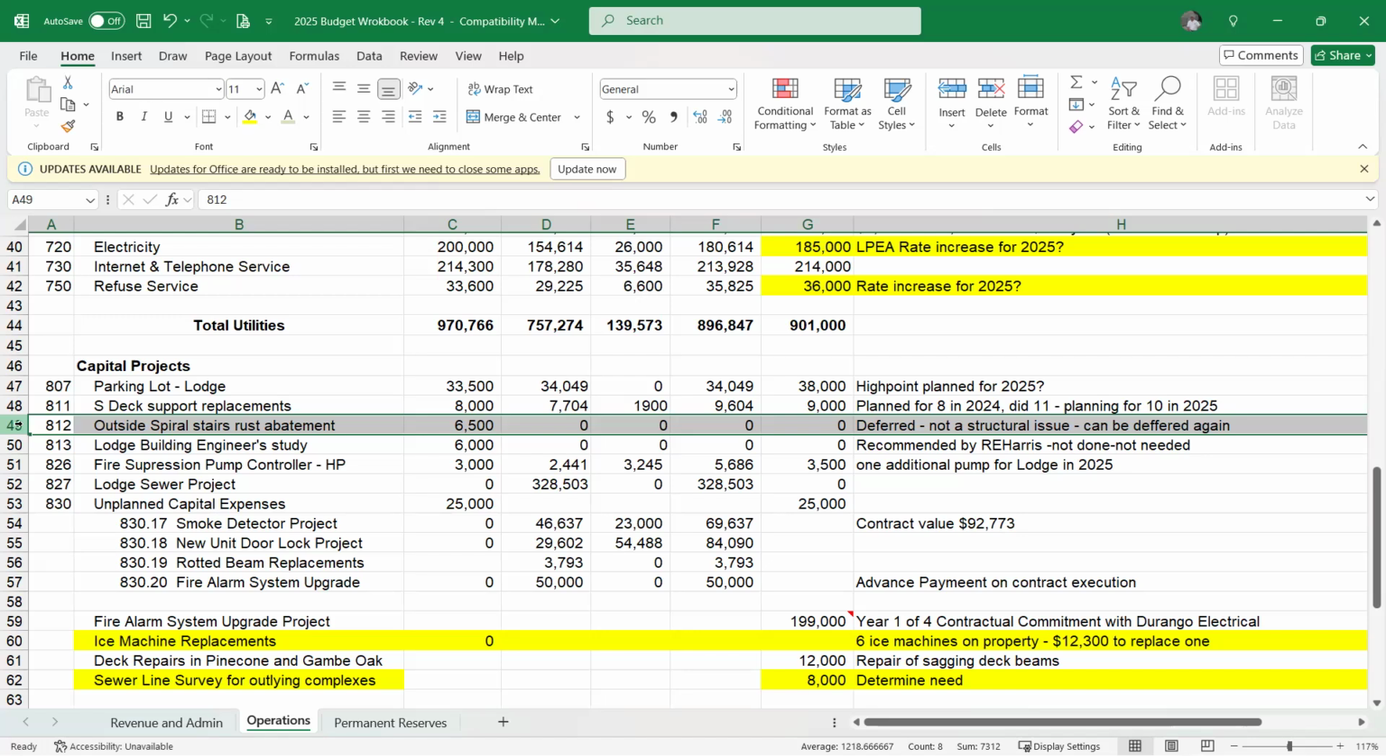Yep. It really falls into the same philosophy as the $25,000 annual maintenance. We could go without painting, but we don't. Yeah, exactly. I put 3,500 in there. We'll do a couple of them next summer.